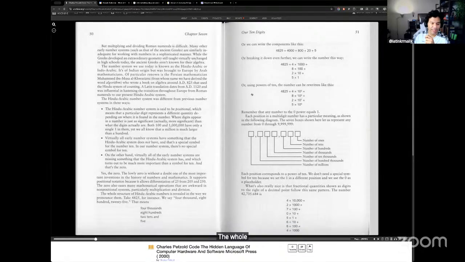The whole structure of Hindu-Arabic numbers is revealed in the way we pronounce them. Take 4825, for instance; we say four thousand eight hundred twenty-five. So we basically break it down, and this is something we now do very subconsciously.